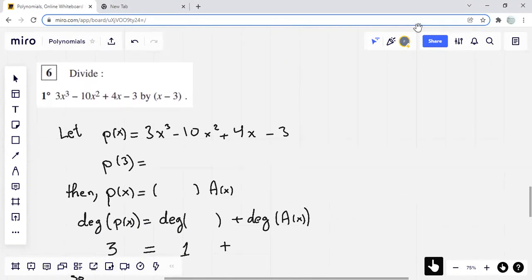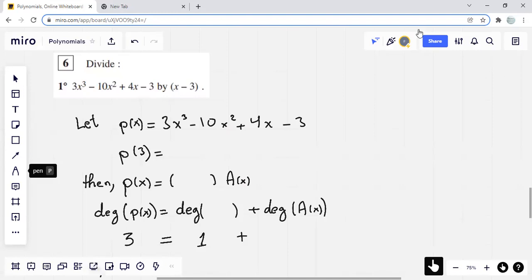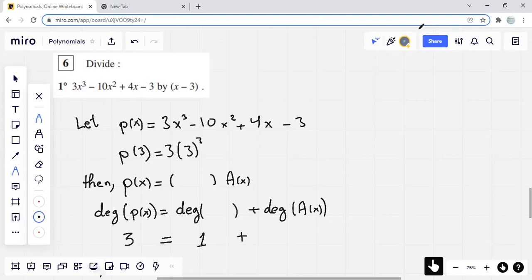We have the polynomial 3x cubed minus 10x squared plus 4x minus 3. We have to divide it by x minus 3. Okay, let's make sure at the beginning if 3 is a root or not. We started solving this in class and then we stopped. So we have here 3 cubed, minus 10 into 3 squared plus 4 into 3 minus 3.